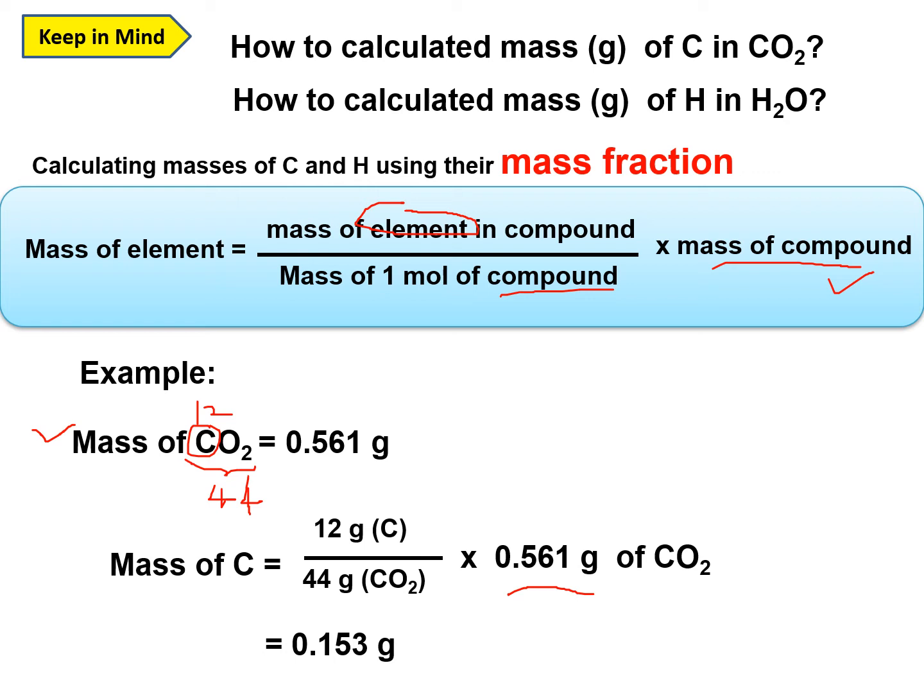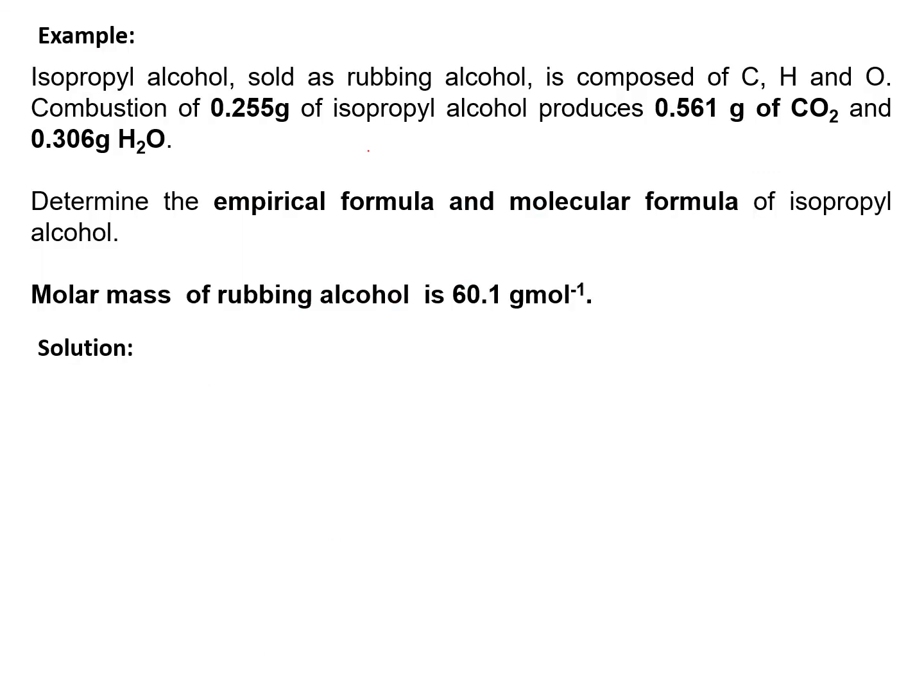So this is a method to calculate the mass of carbon or hydrogen from the CO2 and H2O. So this is an example for the second type of question. First one, this is isopropyl alcohol containing carbon, hydrogen, and oxygen. Combustion with 0.255 grams. So this is mass of sample, and 0.561 gram is mass of CO2.